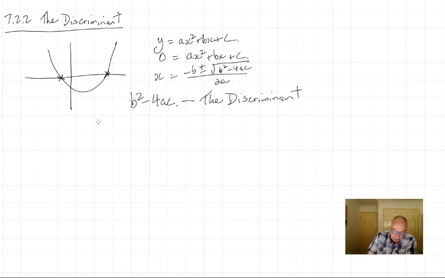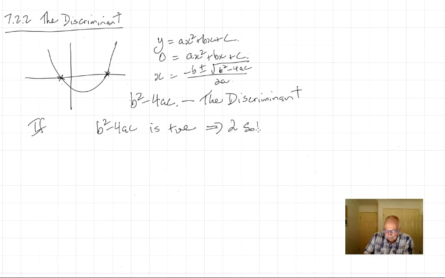So, summarising, if b squared minus 4ac is positive, so you work it out and you get a positive quantity, then you can work out the square root. You'll get two answers, plus or minus, and that's minus b plus and minus b minus, over 2a. So if it is positive, then you get two solutions, and in this case you get two x-intercepts.